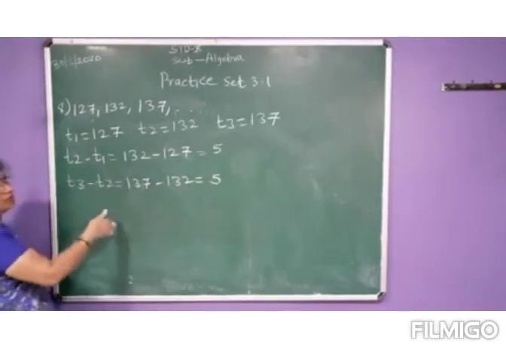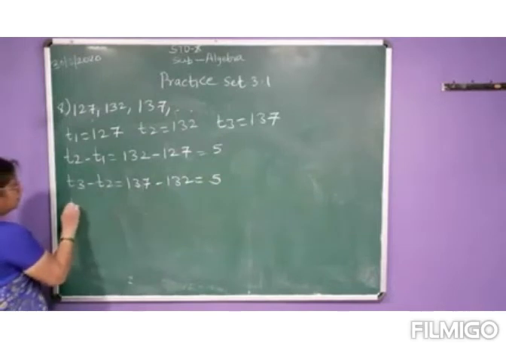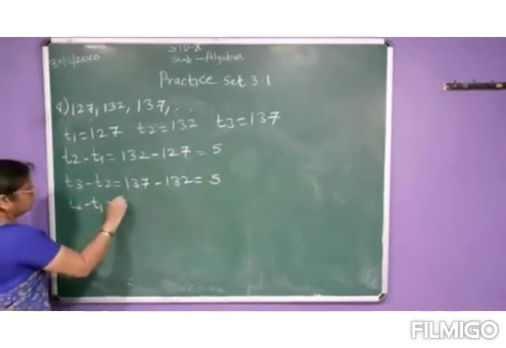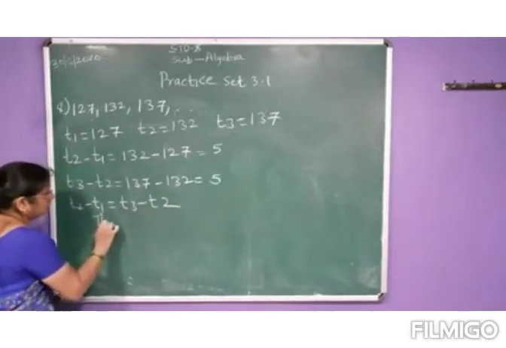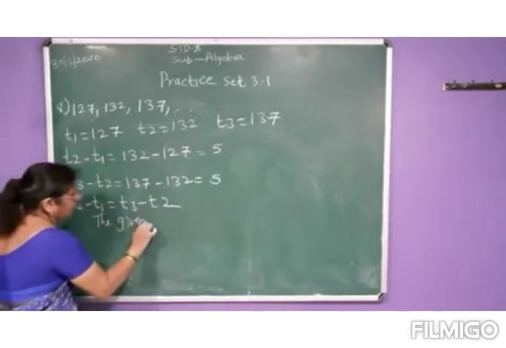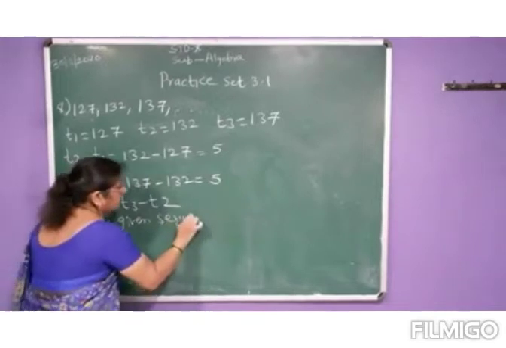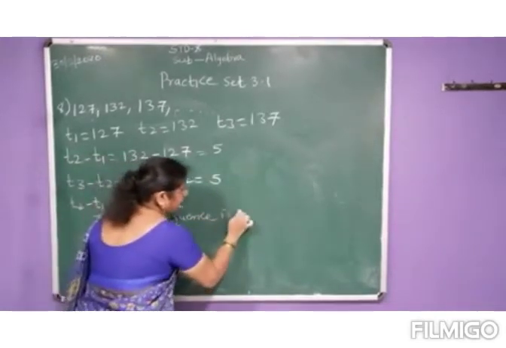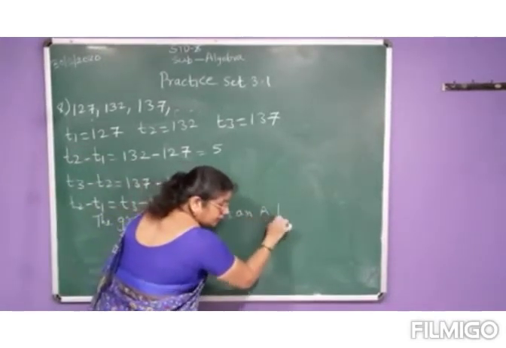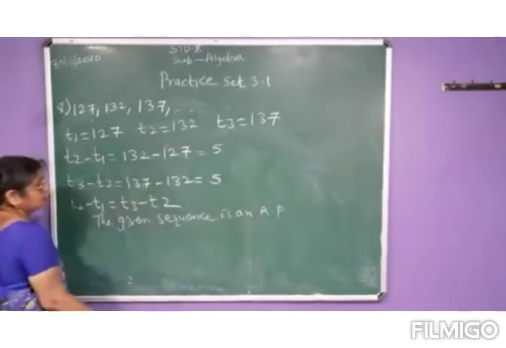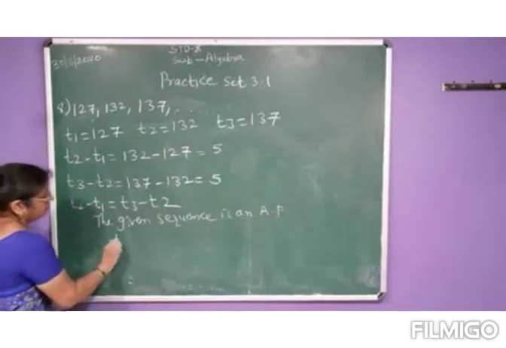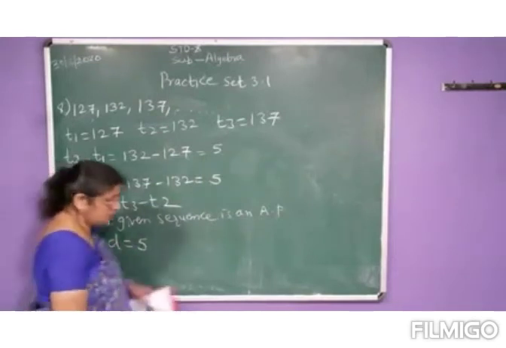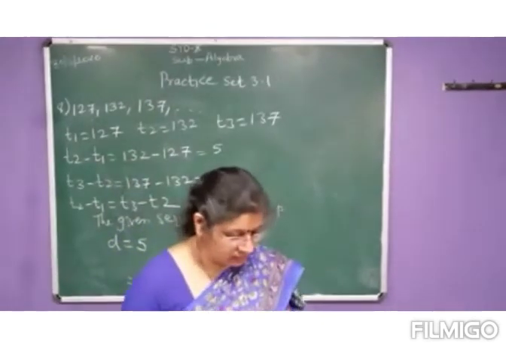So here also the common difference is the same, or I can write here T2 minus T1 is equal to T3 minus T2. Therefore the given sequence is an AP. Correct? The given sequence is an AP and the common difference D is equal to 5. That we have seen over here.